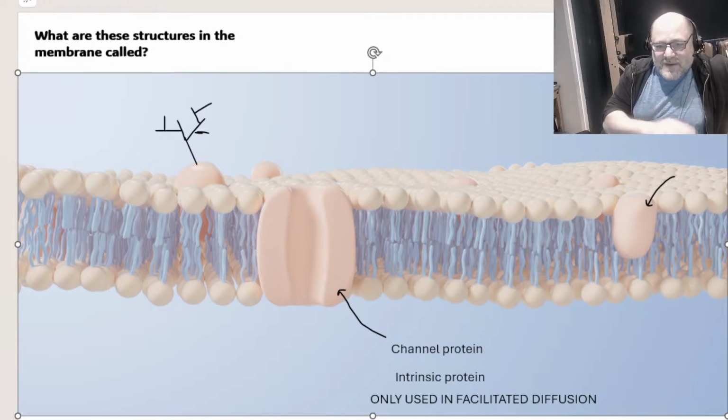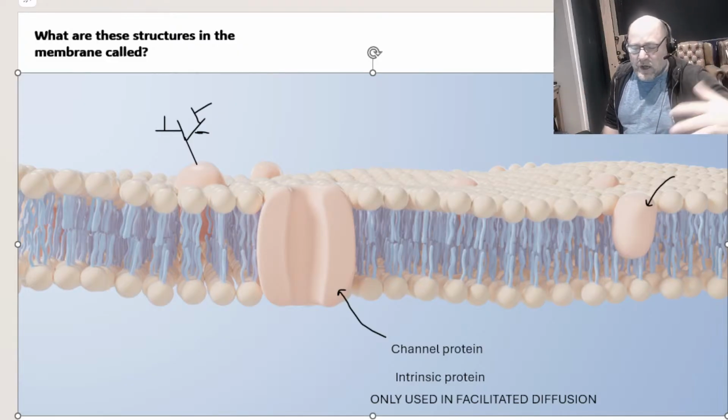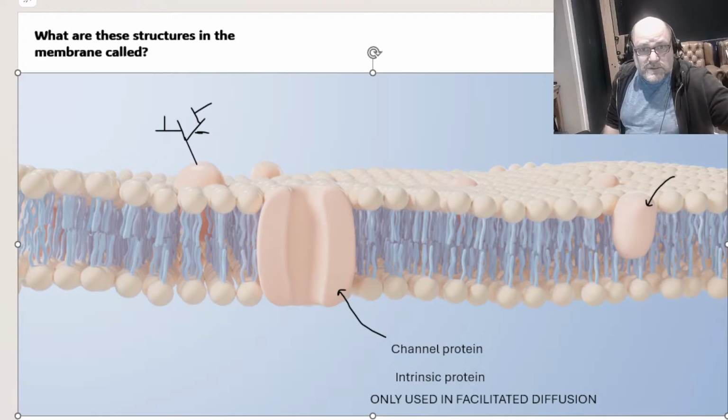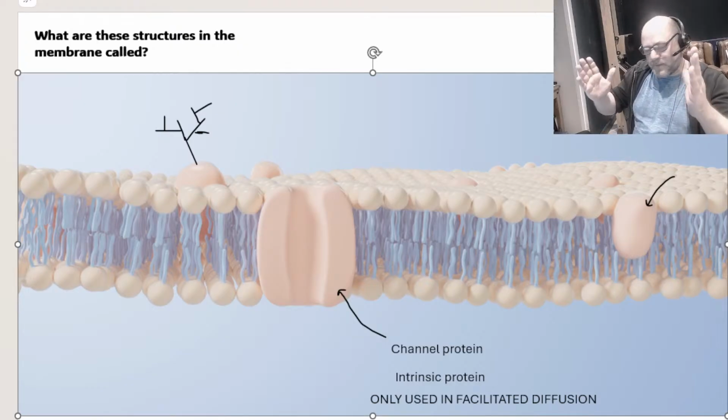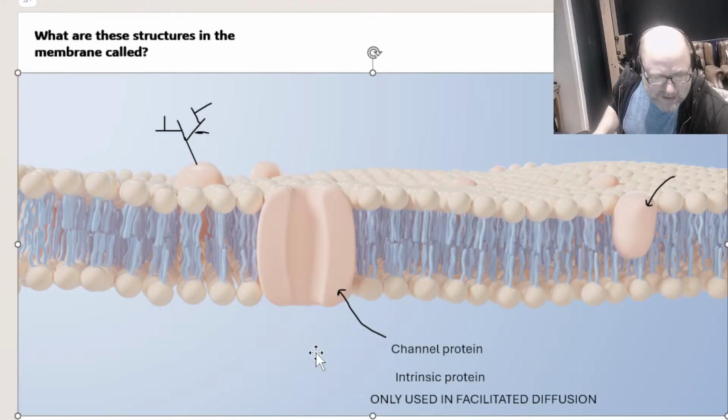Now we can have gates on certain channels. You can have gates that only open at certain times. So when you do the nervous system, you'll learn about gated channels, but they will only do facilitated diffusion. Once they're open, they're going to allow certain molecules in, like amino acids and things, to just diffuse through here down a concentration gradient into the cell. Does anyone know the names of proteins that do active transport?